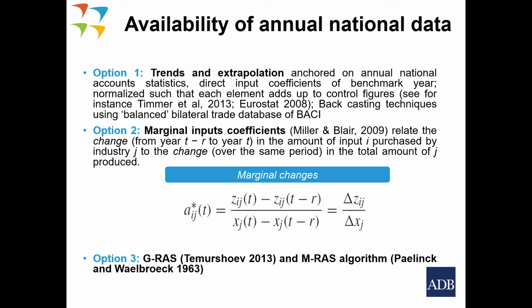The second option is to employ the marginal inputs coefficient method by Miller and Blair, wherein we relate the change in the amount of input I purchased by industry J to the change in the total amount industry J produced. Lastly, we may also employ the generalized RAS algorithm by Temurshoev and the modified RAS algorithm by Pavlinek and Walbrook to populate a matrix given a certain level of output.